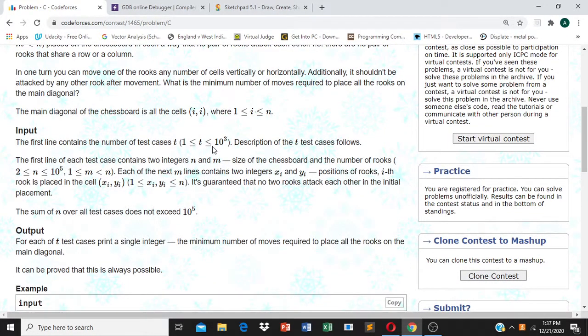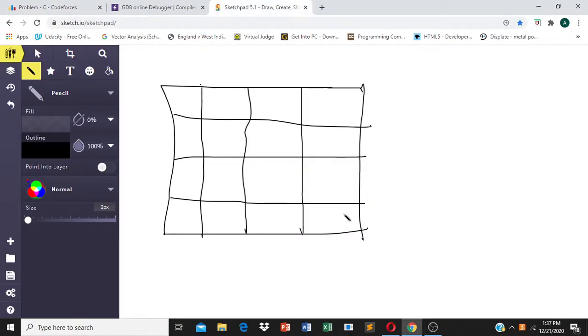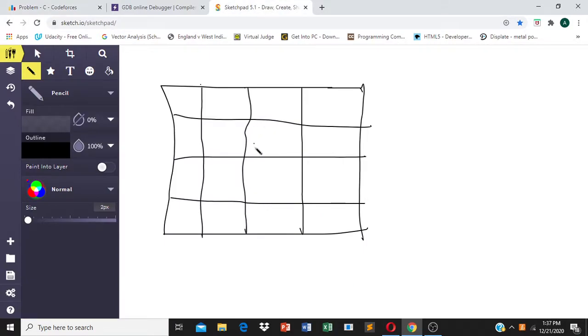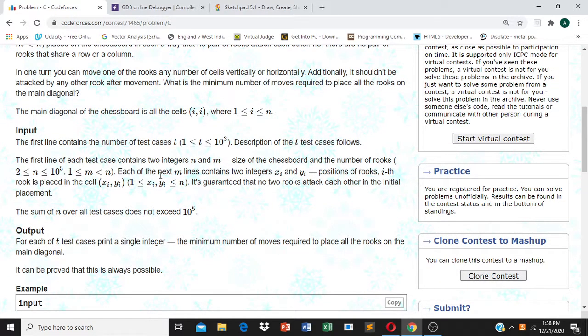So how should you approach this problem? We have to put the rooks on the main diagonal. In one approach you might think, I'll just check which of the rooks are already on the main diagonal. I won't count them in the number of moves, and for the ones which are not on the main diagonal, I will just count one each. That might come as an intuition, but it's not always the answer.